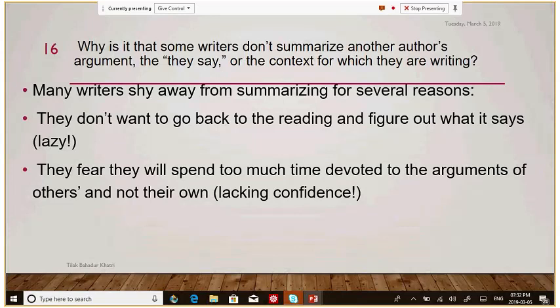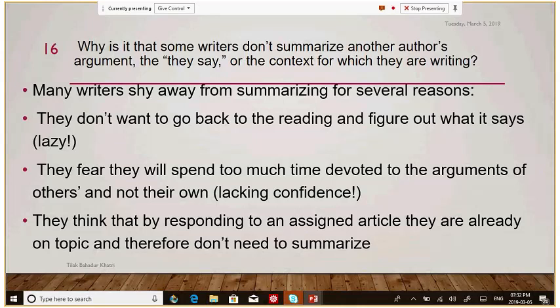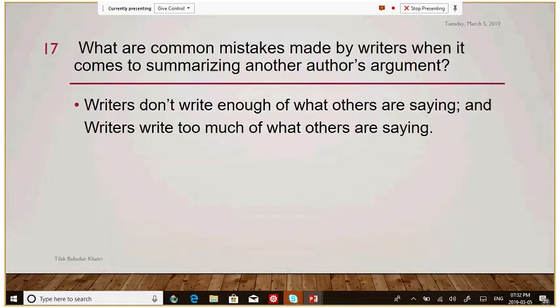They fear they will spend too much time devoted to the arguments of others and not their own, lacking confidence. Third is when they think that by responding to an assigned article, they are already on topic and therefore don't need to summarize. Good. Here is another question.